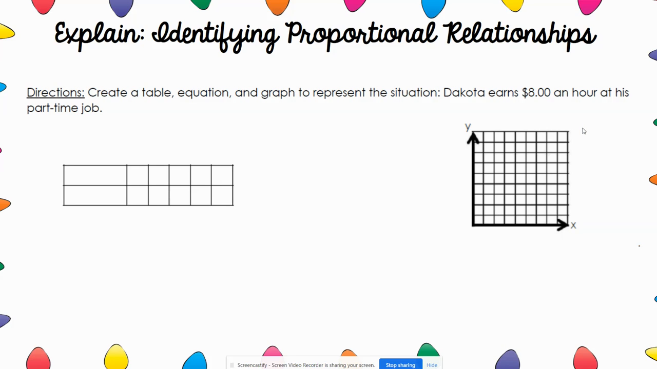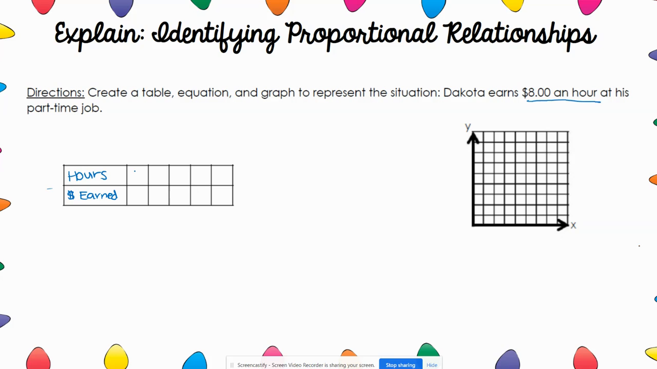The last thing we're going to do is create a table, equation, and graph to represent the situation. This situation says that Dakota earns $8 an hour at his part-time job. Well, that means that we're comparing the number of hours that Dakota works to the amount of money that he earns.